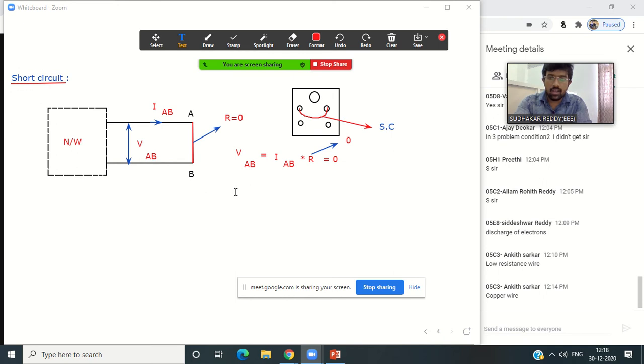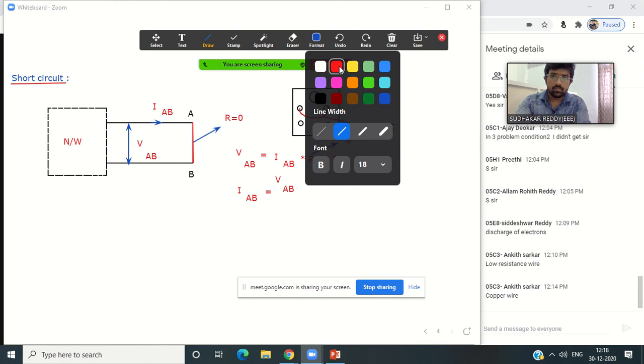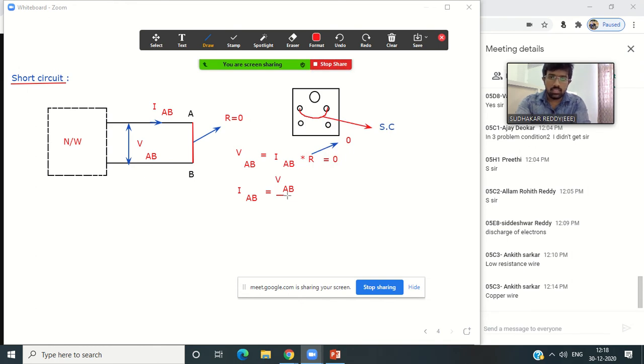Now can you find out the current value? What is the current value IAB? Infinity. Good. So very simple. So I can write IAB equals, ideally speaking, the voltage VAB divided by the resistance R. But here the resistance value is how much? 0, right? If the resistance value is 0, then what about the current value? Ideally speaking, the current value is infinity.